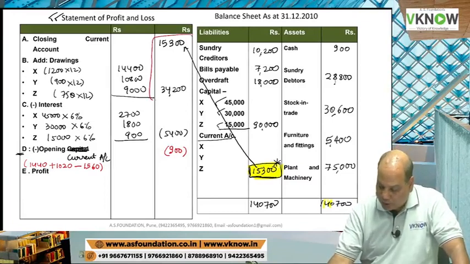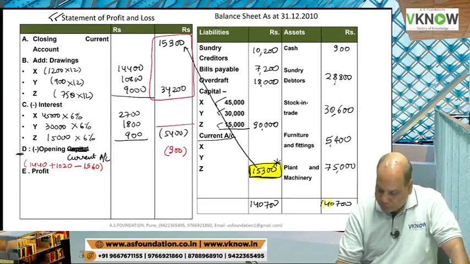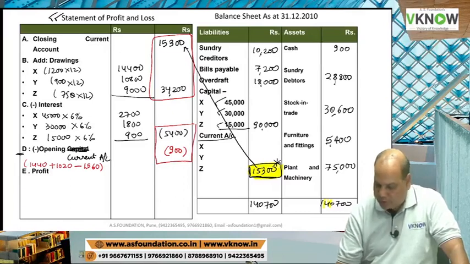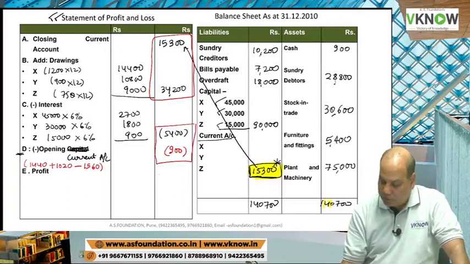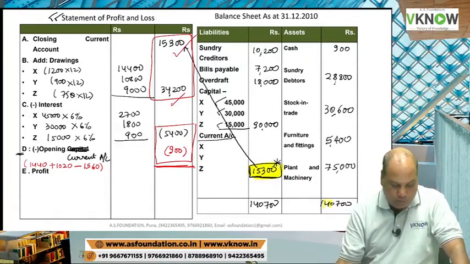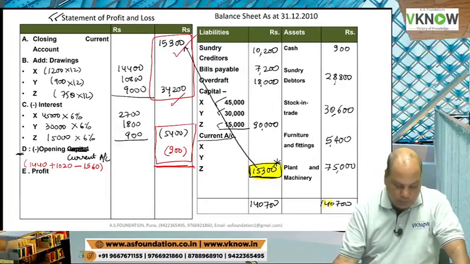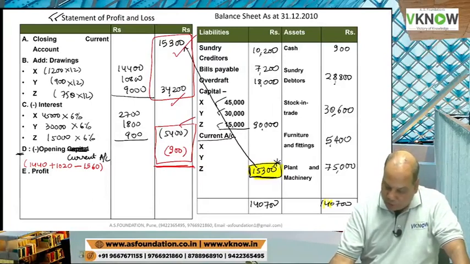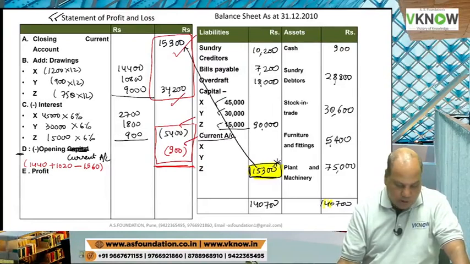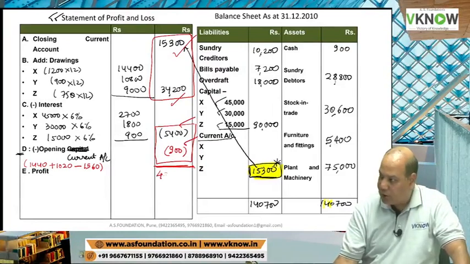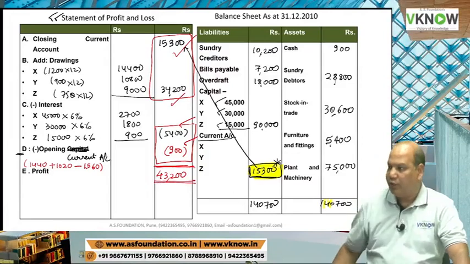These two are credit side items. These two are debit side items. So the balancing figure is profit. Profit will be 15,300 plus 34,200 minus 5,400 and minus 900. So that comes to 43,200. Tanya had got it right.